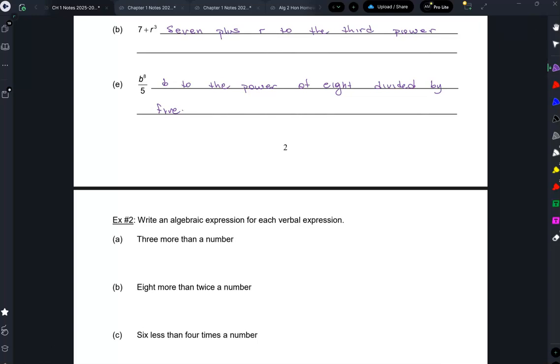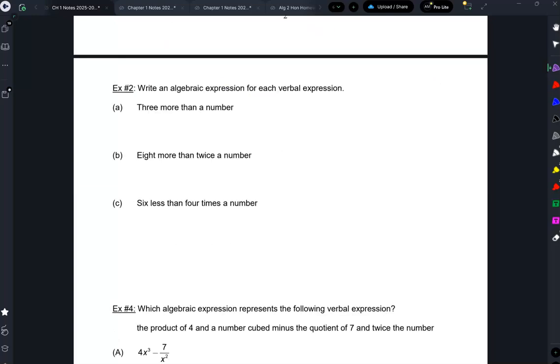Okay, so now go to the next page. And I want you to do A. Now we're gonna go backwards. You have the words, and you need to write it as a number sentence. 3 more than a number. Yep. 3 plus x. Good job.